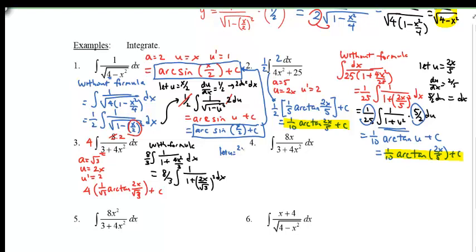Let u equal 2x over root 3. So du dx is equal to 2 over root 3. And then, of course, dx is equal to root 3 over 2 du. And making those changes now, you'll get 8 over 3, the integral of 1 over 1 plus u all squared, with a root 3 over 2. And that simplifies. If I take the 8 over 3 times root 3 over 2, that just becomes 4 root 3 over 3, with the integral of 1 over 1 plus u squared as arctangent of u.